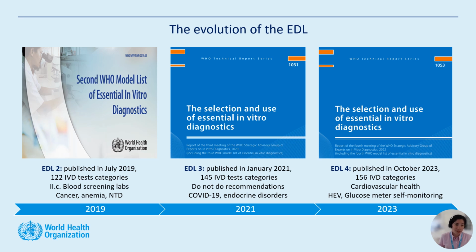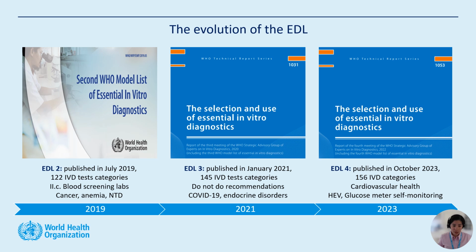In 2019, the second EDL was published with 122 IVD test categories. And there was a new section for essential IVDs for blood screening laboratories, meaning blood banks. And it also included non-infectious diseases. For example, IVDs for cancer, IVDs for anemia, and neglected tropical diseases. So these were the new sections for the EDL2.